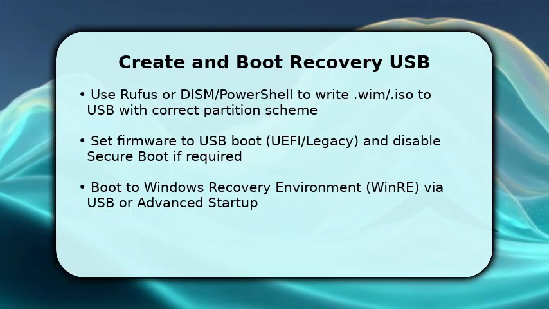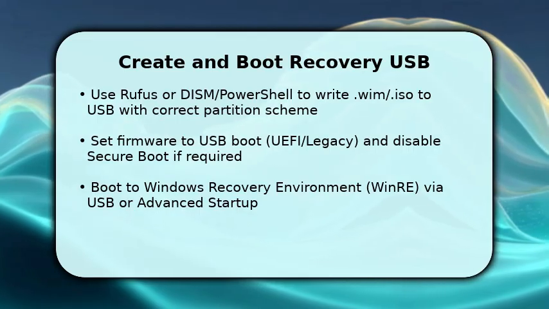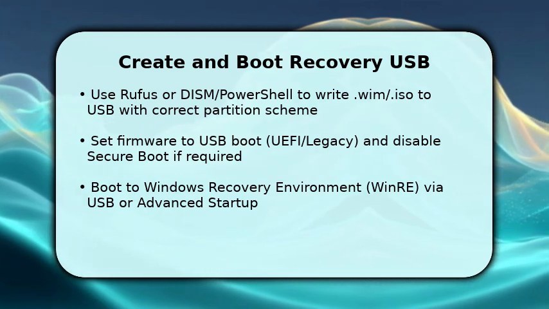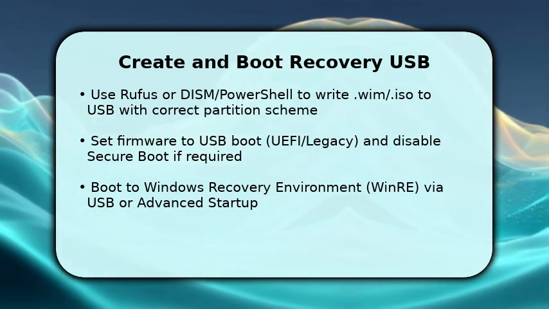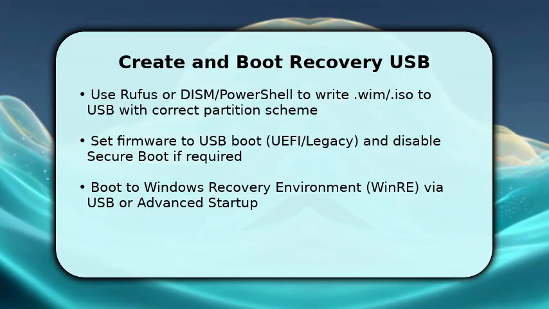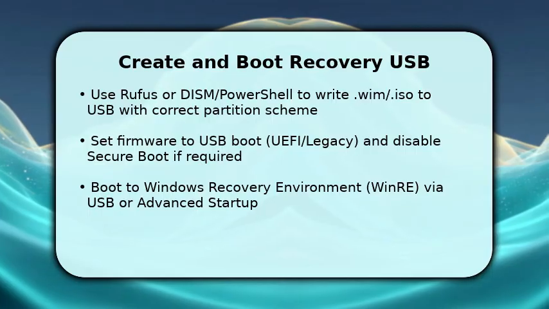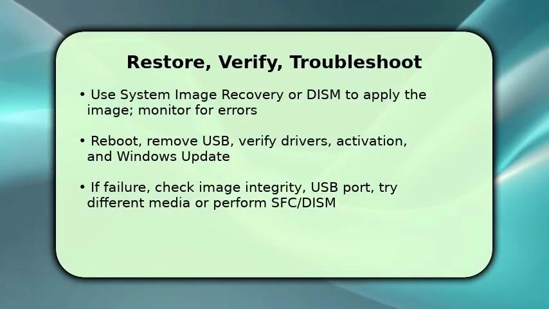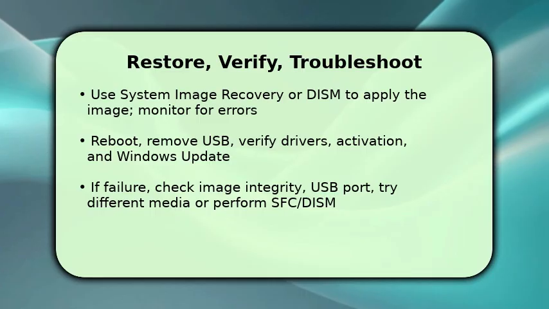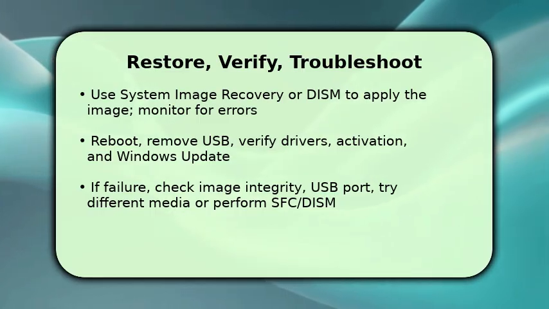Disable Secure Boot only if the media is not signed. Then boot the USB and choose Repair your computer to reach WinRE. From there, you can access advanced options like System Image Recovery, Startup Repair, or Command Prompt to continue the repair flow. You apply the image with System Image Recovery or DISM Apply Image and then allow the process to finish. This reinstalls system files and layout.